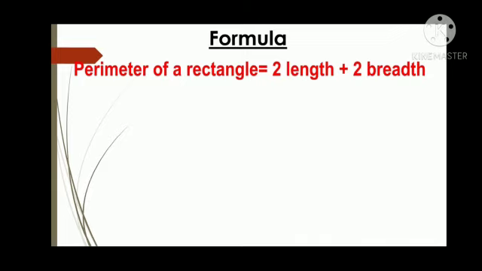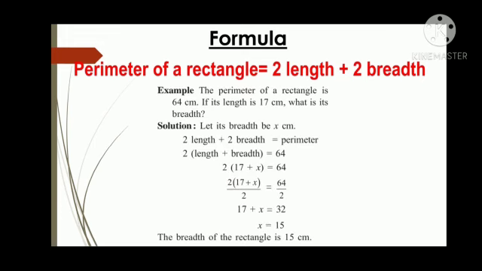Let's see this with an example. The perimeter of a rectangle is 64 centimeter. If its length is 17 centimeter, what is its breadth? So here we have the values of a perimeter and the length. We are supposed to find out the breadth. So we have considered the breadth as x centimeter. Now we will write the formula for the perimeter, that is 2 into length plus 2 into breadth.